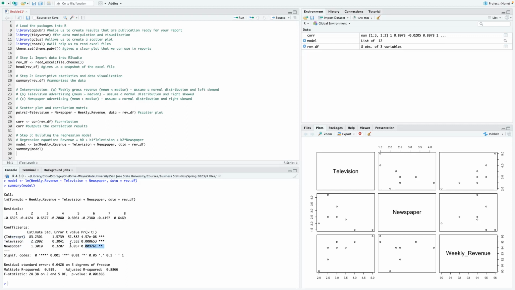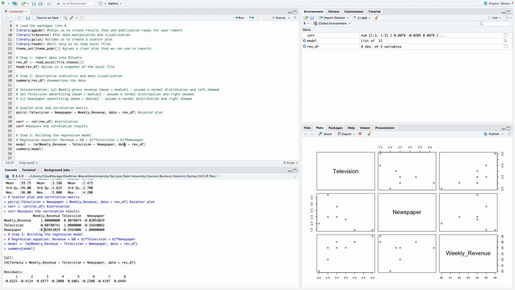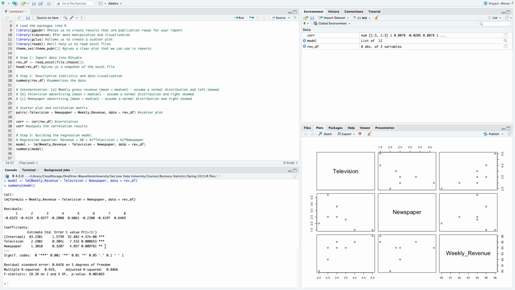If this wasn't significant, then we'd have to drop it from our regression equation. Basically, we'd delete B2 altogether and only use television, because newspaper is not contributing at all, so we don't need it, right? But here you can see that even though we had a negative relationship between the variables, it was still contributing, because based on the p-value, it's less than 0.05. So these are some of the things you want to look for as you do your analysis, right?